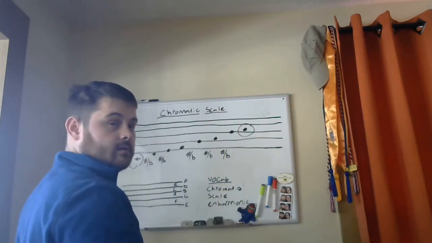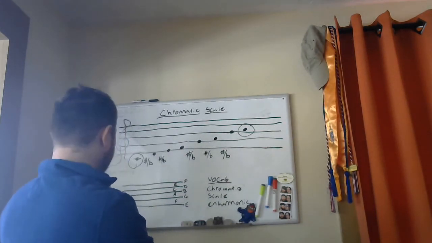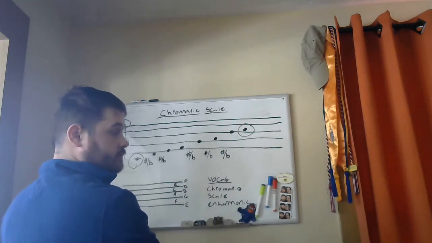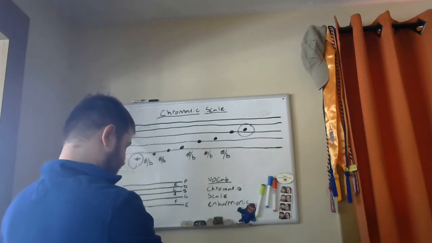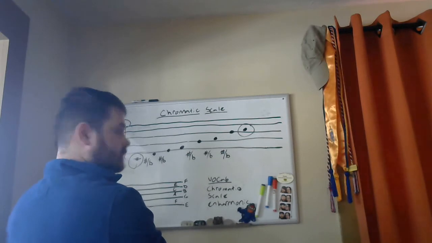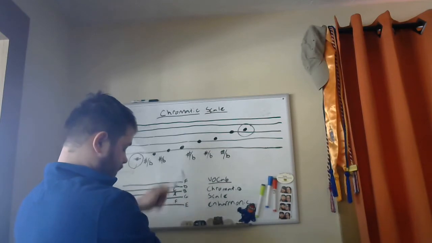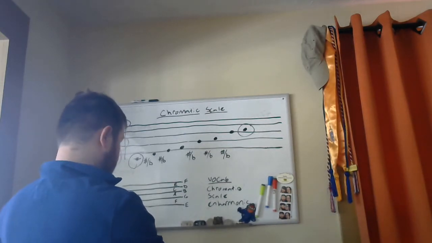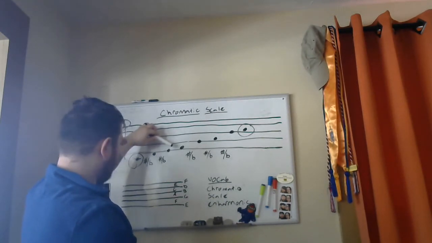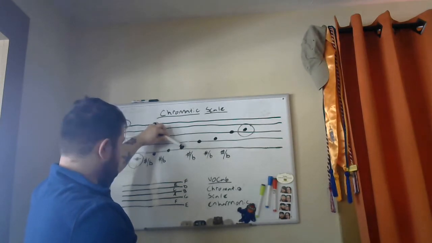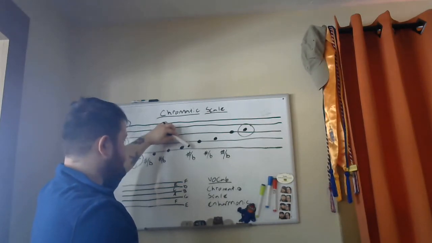So we have C, middle C, and then we'll say C sharp. You can also call it D flat. Then we have D, then D sharp, right here. We can also call it E flat. Then we have E, and then F, and then F sharp, or we can also say G flat.